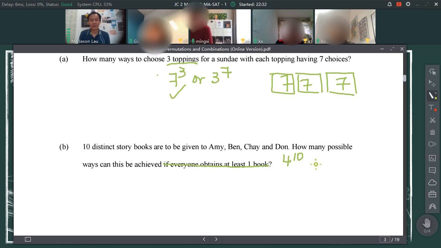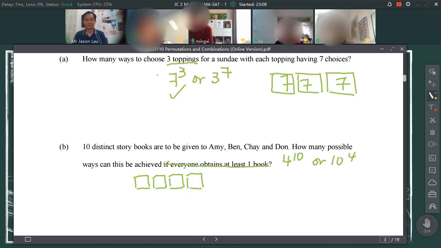It's not 10 to the power of 4. What does that mean, 10 to the power of 4? 10 to the power of 4 means that there's 4 slots and 10 choices. 4 boxes and 10 choices. But 7 to the power of 3 is 3 boxes and 7 choices. So for 10 to the power of 4, shouldn't it be 4 boxes and 10 choices?